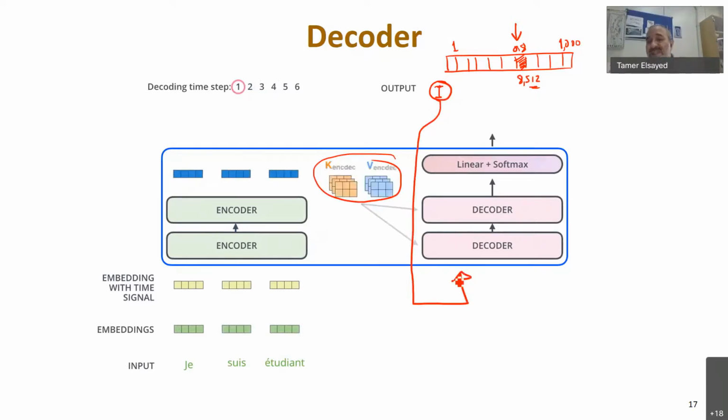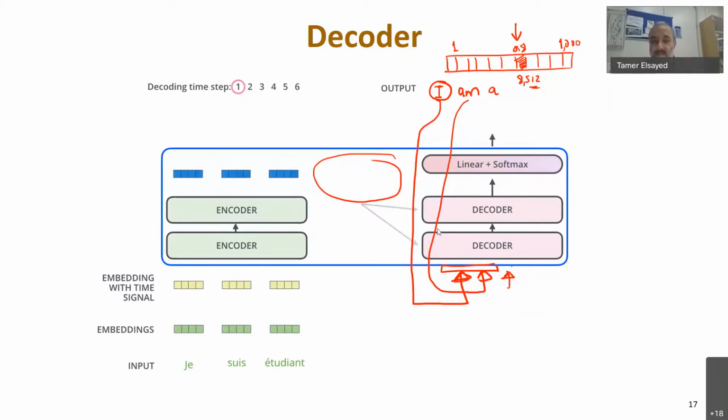Because now that indicates that it should give me the next word after I. After getting the word I from the output, it will be input back to the decoder stack to produce the next one. The next one will be am. Now the new input to the decoder stack will be I am, and in that case it will produce A. Then A will be in the input here, and so on.